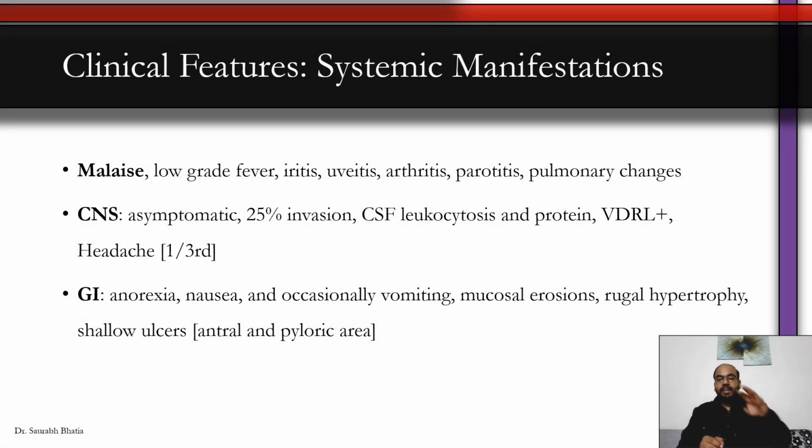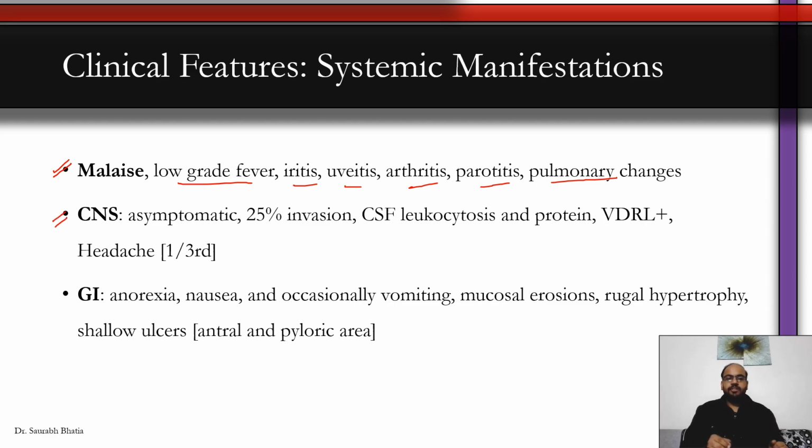So we have discussed the cutaneous manifestation. We have discussed the rash. We have discussed other types of morphologies like C. lata. We have split papules. We have discussed the mucous membrane involvement. Now we'll discuss the systemic manifestations of secondary syphilis, because remember, it's a systemic disease from the first day. Now, malaise has been reported, low-grade fever, iritis, uveitis, arthritis, parotid gland inflammation, pulmonary involvement, all have been reported.